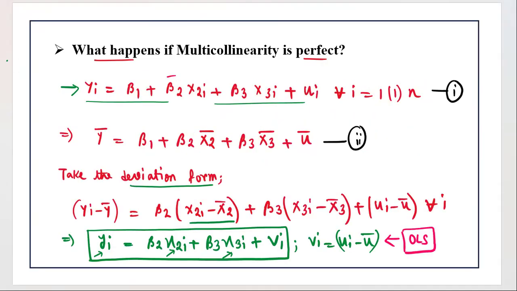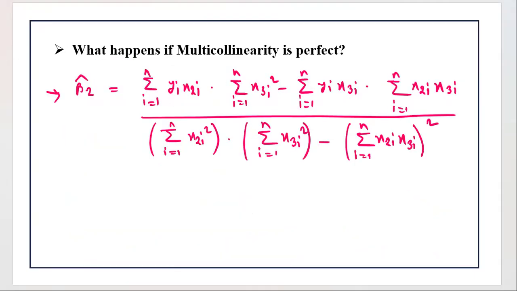This is the slope parameter which is associated with the explanatory variable x2i, right? So if you apply OLS in this deviation form of the original model, then you can deduce simply this particular formula. And here, see, all the x2i's and x3i's are in the deviation form. So the entire formula is in the deviation form, and that is what we will be using, right? So this is the estimation of beta 2 cap.